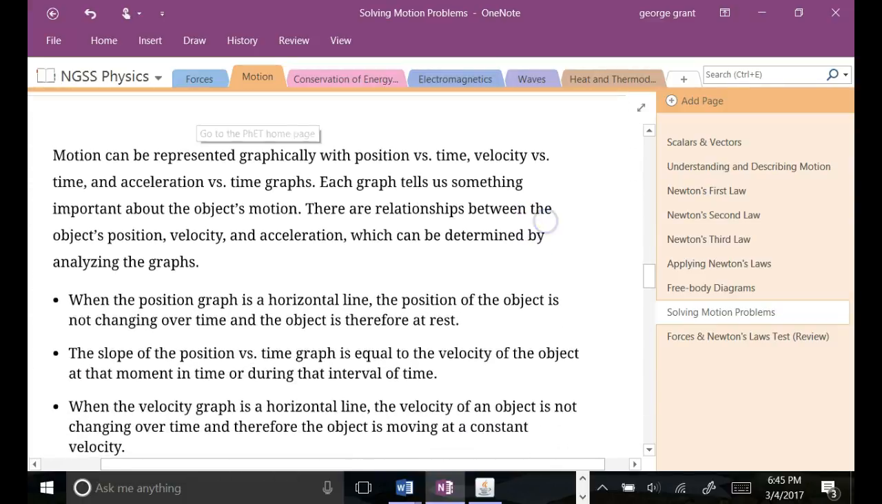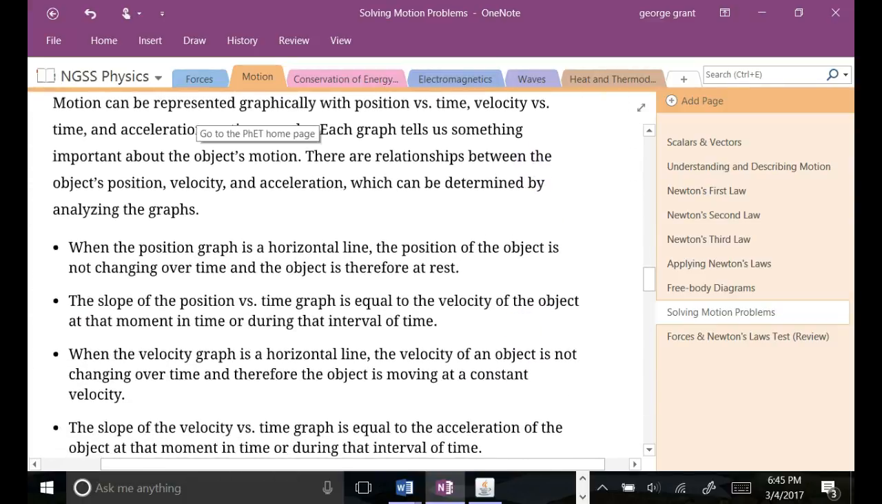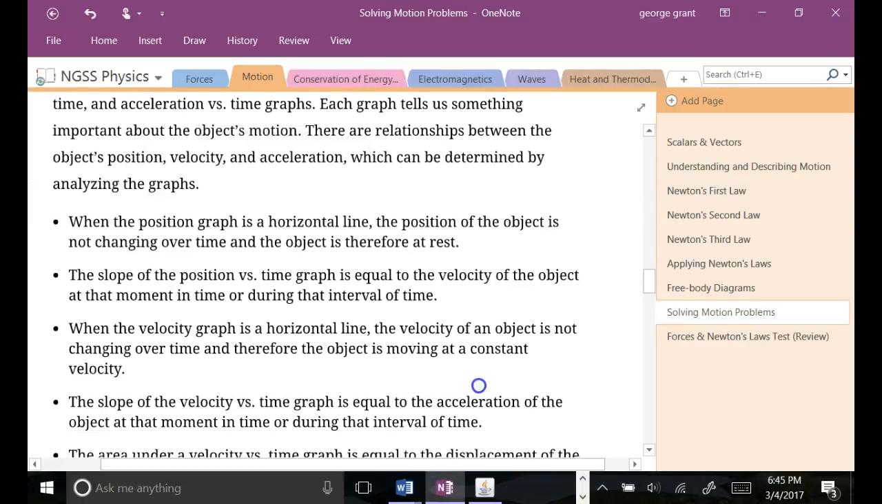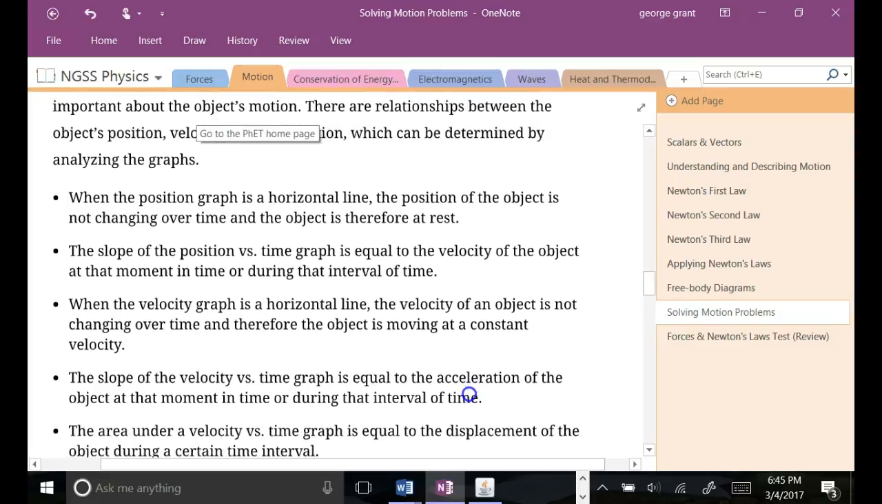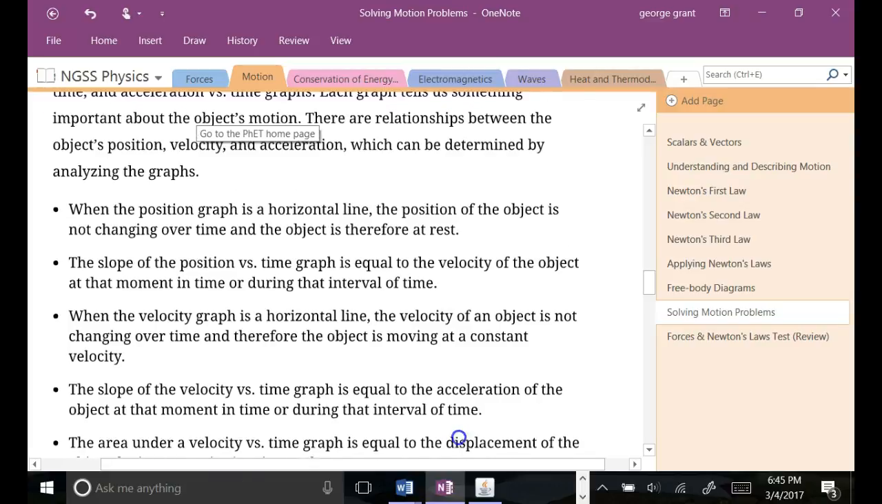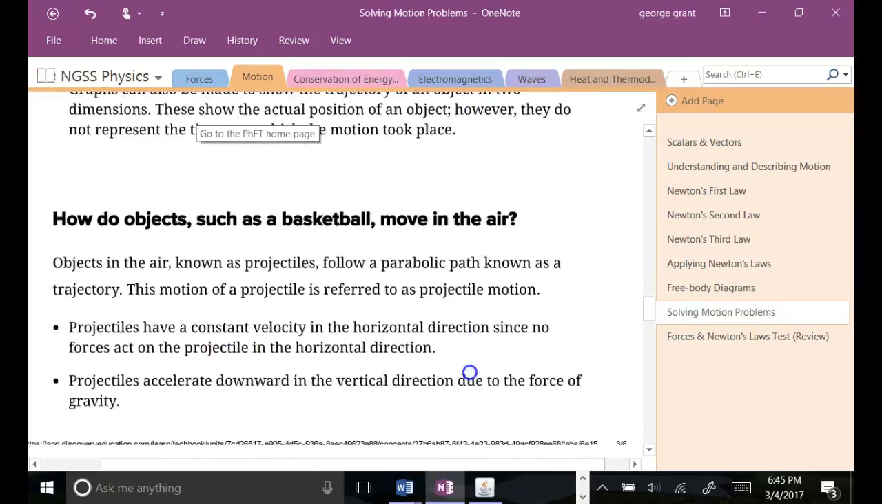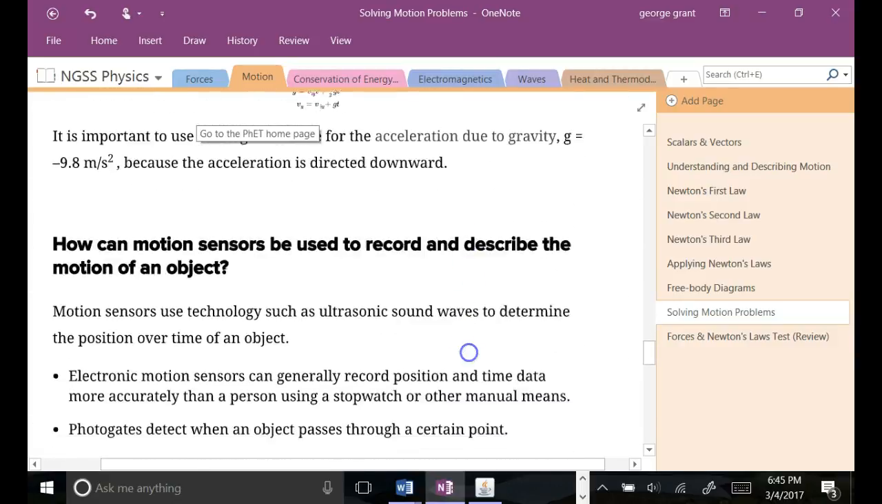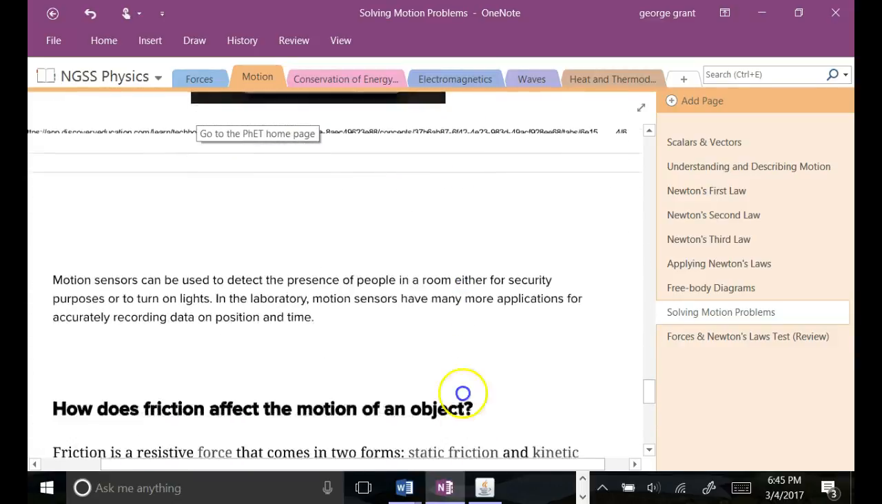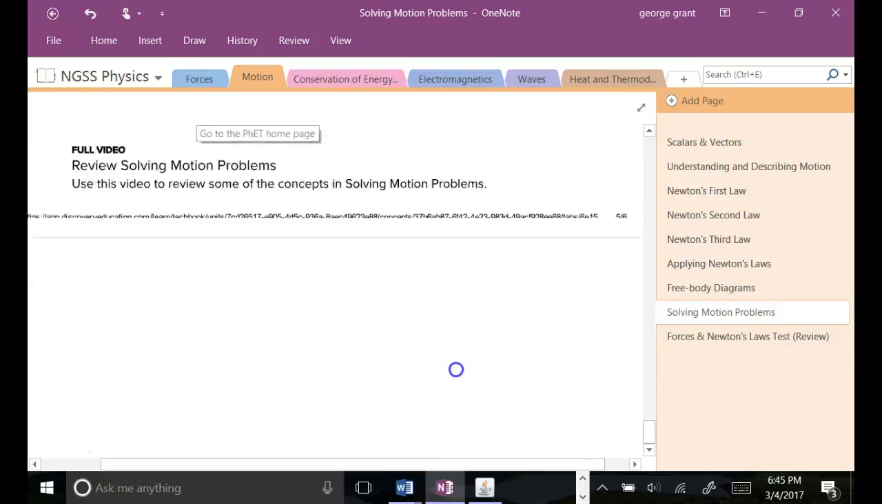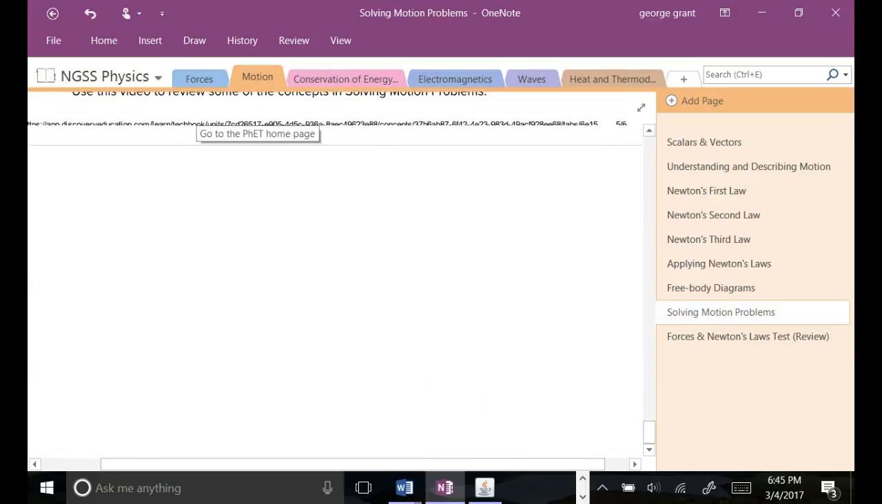How can motion be graphically represented? Motion can be represented graphically with position versus time, velocity versus time, and acceleration versus time graphs. Each graph tells us something important about the object's motion. There are relationships between the object's position, velocity, and acceleration which can be determined by analyzing the graphs. I'm going to hold you guys responsible, and I'm just going to go down here, get some room, and illustrate a problem.